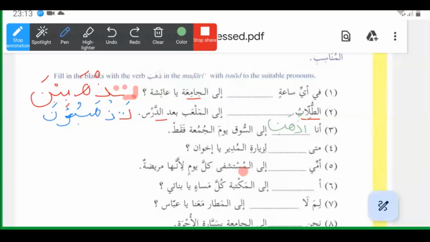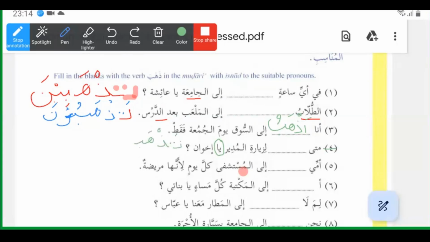أنا أذهب إلى السوق. متى dash لزيارة المدير يا إخوان. Akh means one brother, ikhwan means a group of brothers. And ya is a vocative particle, meaning I'm addressing someone. So I will say ya ikhwan, oh brothers. Mata means when; it's a zarf zaman, an adverb of time. Now it will come as mata tazhabun. متى تذهبون.